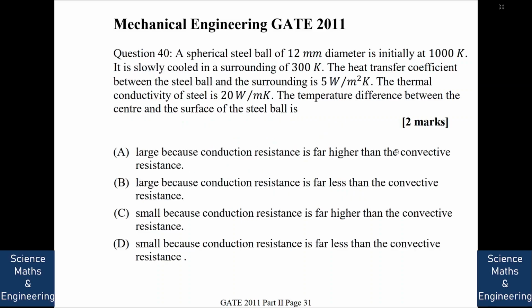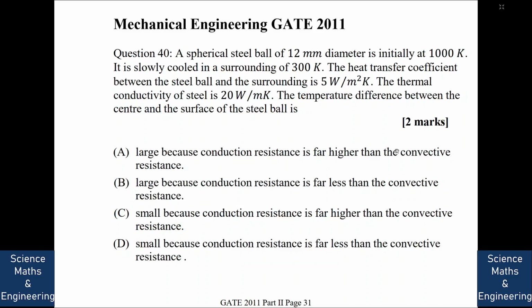A spherical steel ball of 12 millimeter diameter is initially at 1000 Kelvin. It is slowly cooled in a surrounding of 300 Kelvin. The heat transfer coefficient between the steel ball and the surrounding is 5 watt per meter square Kelvin. The thermal conductivity of steel is 20 watt per meter Kelvin. The temperature difference between the center and the surface of the steel ball is? Now we need to find out the Biot number and then we can understand what is the temperature distribution inside the steel ball.